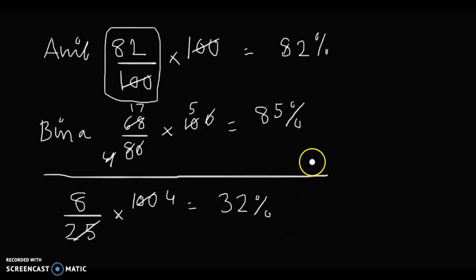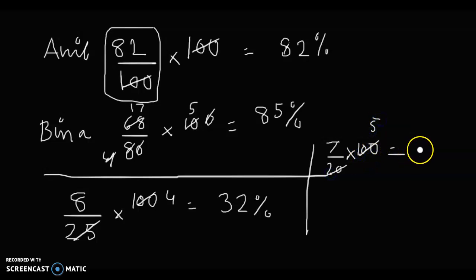If you wish, we can have a small example here. 7 upon 20 multiplied by 100. We convert 7 upon 20 into percentage, and 20 5s are 100, so that is 35%. Okay, so that's how you convert.